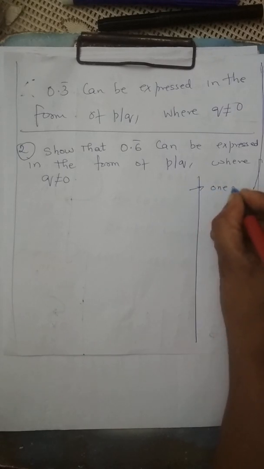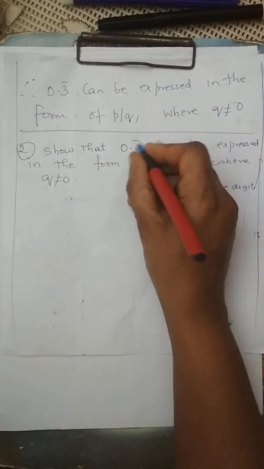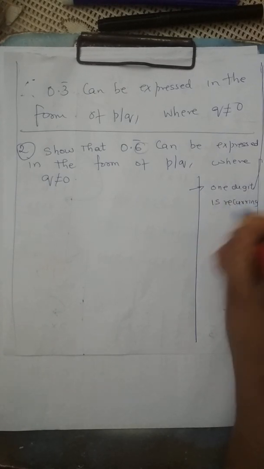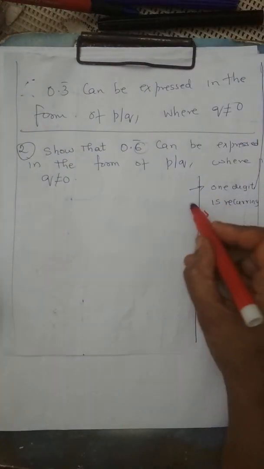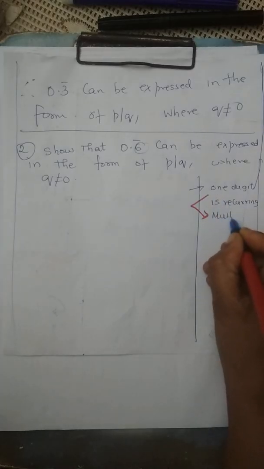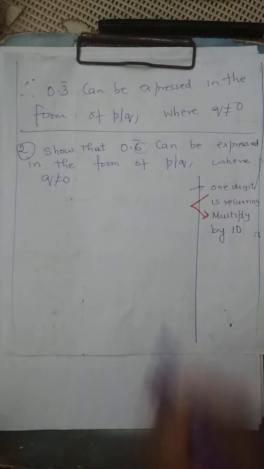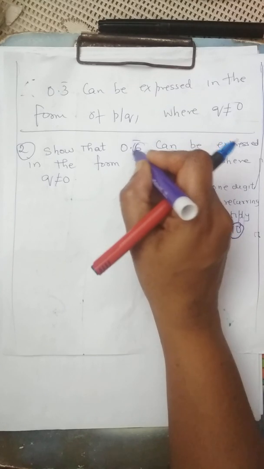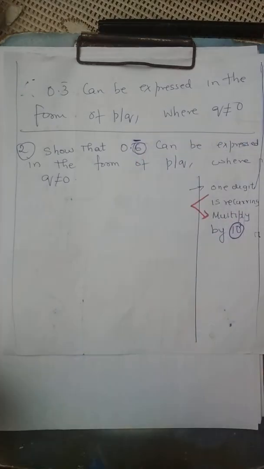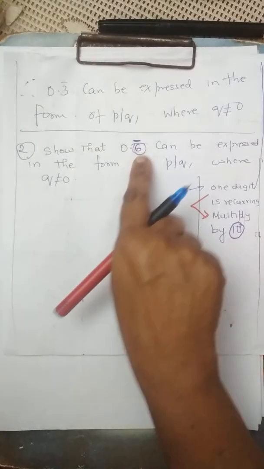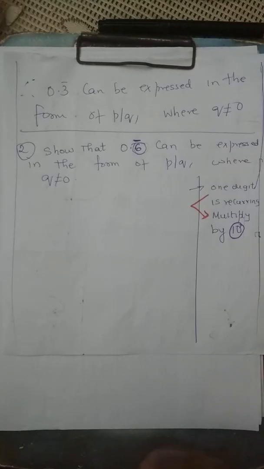Now, so what note I told you to make? One digit is recurring. How to come to know here? One digit is recurring. So, what we have to do when one digit is recurring? When one digit is recurring, we have to multiply by 10. So, how to know one digit is recurring? Looking at this. Okay. 0.6 bar. So, I mark this to show you. See, 6 is repeating. So, it's one digit.